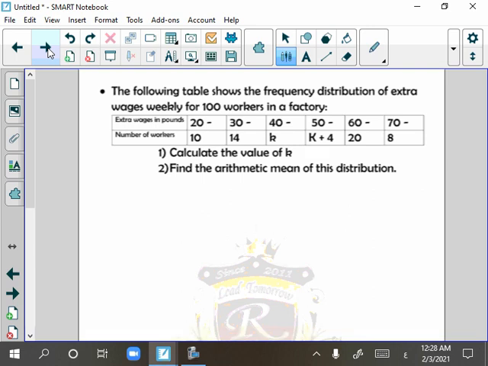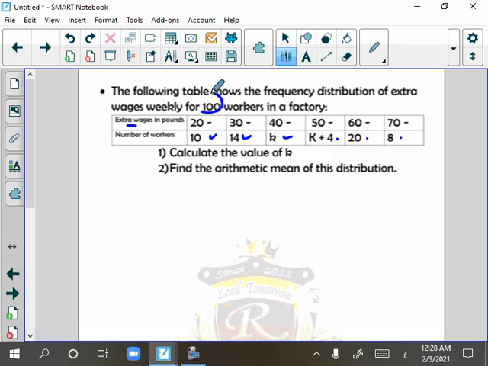The following table shows the frequency distribution of extra weekly wages for 100 workers in a factory. The sets are 20, and the third, fourth and fifth are 60 and 70, and the numbers of workers are 10, 14, k plus 4, 20 and 8. Okay, firstly we will try to find the value of k. How can we find the value of k?